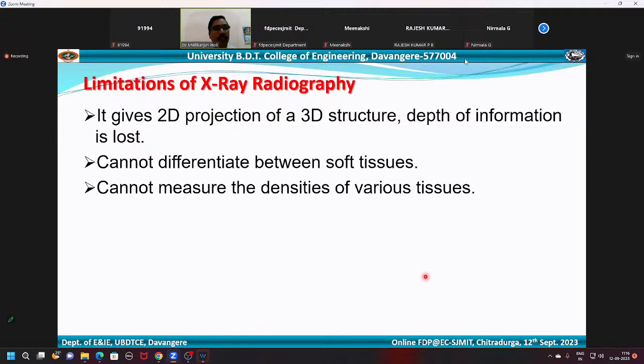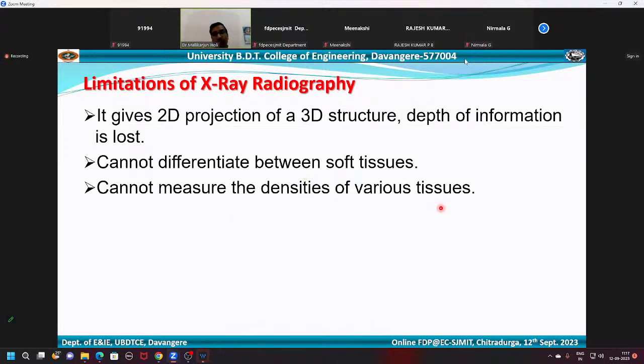What are the limitations? It gives a 2D projection of a 3D structure. We cannot get the 3D information, and we may not get the depth information. What depth a particular tissue exists at, that information is not available. It also cannot differentiate between two soft tissues, because the attenuation coefficient of the two soft tissues is going to be the same. It can only differentiate between soft tissue and hard tissue such as bone. It cannot measure the densities of the various tissues.